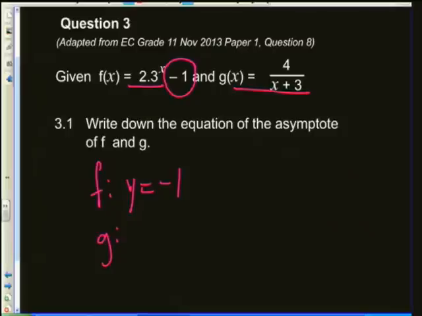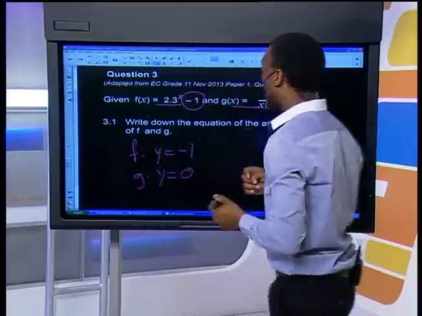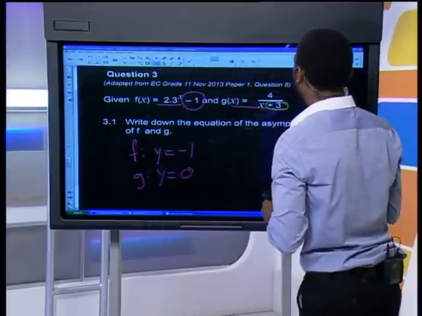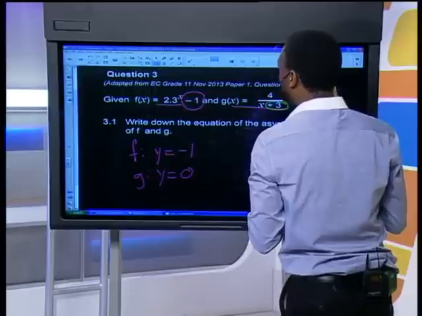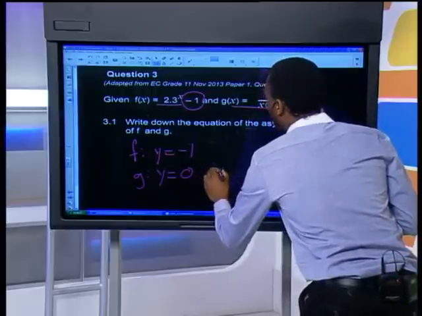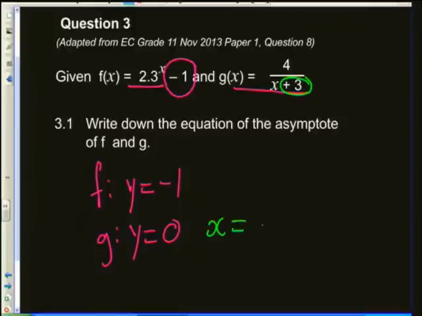vertical. The horizontal is affected if the graph shifts up and down, and that hasn't happened here. It has not shifted vertically. So for g, our horizontal asymptote is still y is equal to 0. However, this positive 3 here means it's shifted horizontally 3 units to the left. All right. So instead of the vertical asymptote being the y-axis, it is now the equation or the function x is equal to -3, and those are our asymptotes. Question 3.1 done. Moving right along.